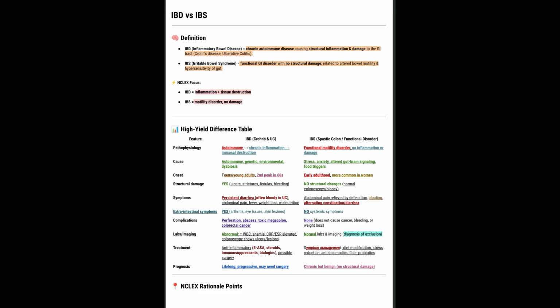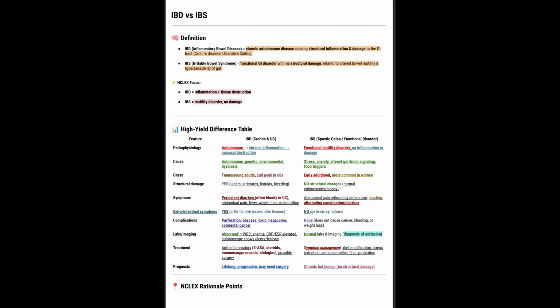In IBS, that is irritable bowel syndrome, it is a functional problem. The gut moves abnormally, but there is no damage seen. Focus on the thing that there is no structural damage, there is only functional abnormality, like a traffic jam on a smooth road. Smooth road means there is no structural damage, which is frustrating, and you face difficulty in moving your cars or motorcycles through the traffic.